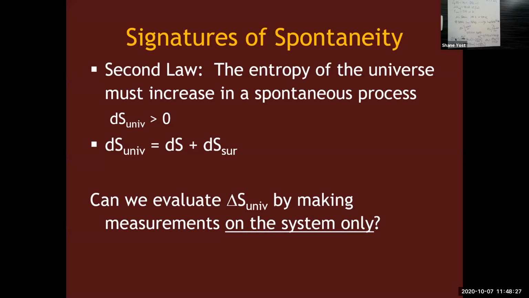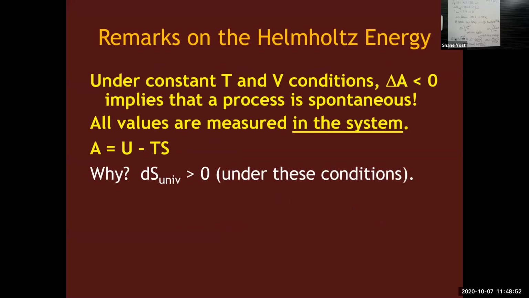We measure things in our system. We have lasers pointed at our system, measuring things, and all sorts of stuff. So we care about our system. We do not care as much about the surroundings. And so ideally, we like to measure spontaneity by just measuring changes in the system. And this is where we get our Helmholtz and Gibbs free energy from.